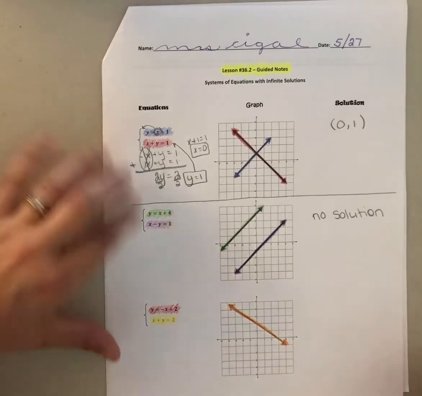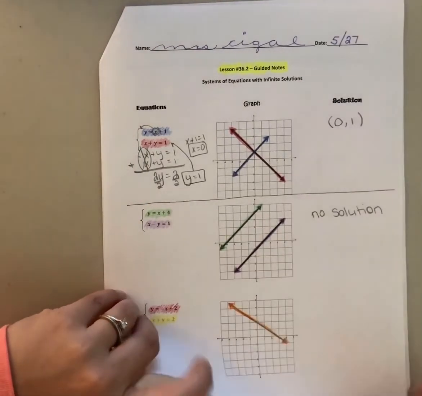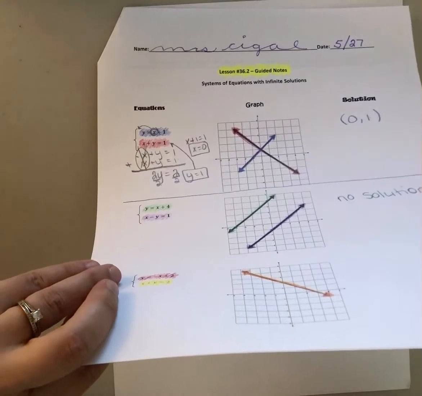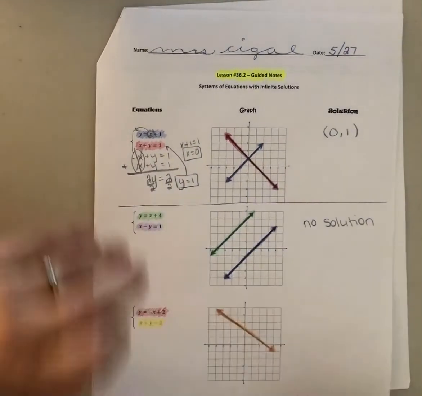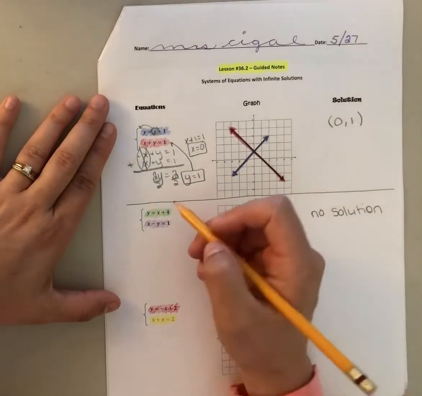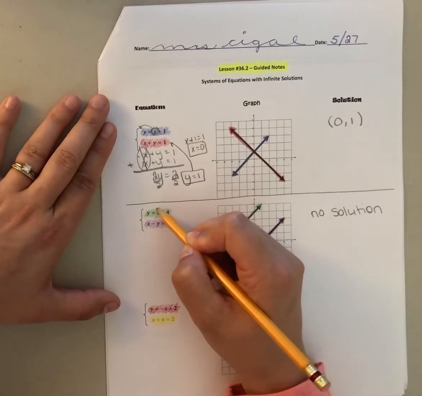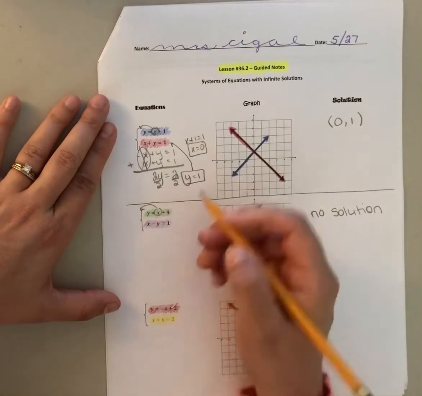So yesterday, how did we solve this? Did we do substitution with that one yesterday? Yes, we did. So let's do elimination again. I'm going to set up elimination for you. So I'm just going to move this x to the other side.